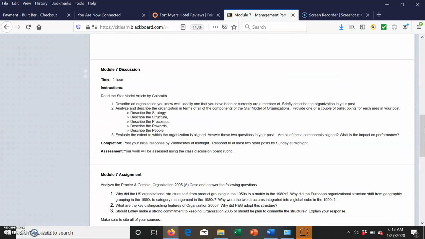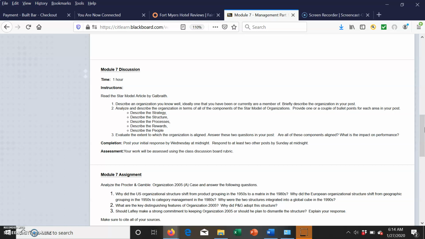The discussion for the week is to look at the STAR model by Galbraith. And so this is a way to look at designing an organization in terms of the 5 points of the STAR. So that's why it's called the STAR model. And ideally, all these 5 aspects of an organization's design would be in alignment. So the strategy would be supported by the structure, the people would be rewarded in a way that supports that strategy, the processes would be appropriately aligned with the structure that the people are trying to work within.